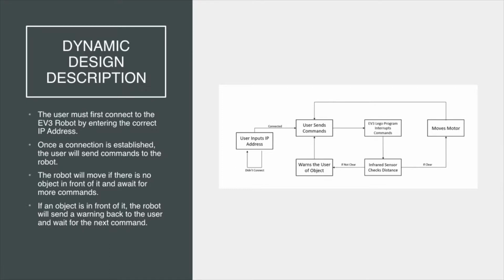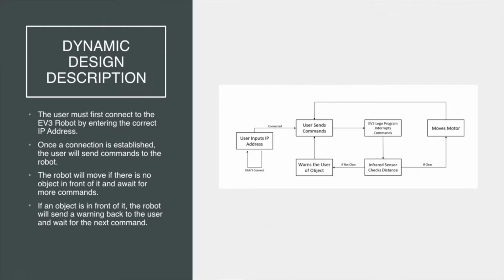A high-level dynamic design of our project can be seen here. The user inputs an IP address. If it's correct, it connects to the robot. They are then able to send commands. The LEGO program will interpret the commands. If an object is too close, it will warn the user of an object and then wait for further commands. But if there's no object in the way and it's clear, the motors will move to the user's desired preference and then wait for further instructions from the user.